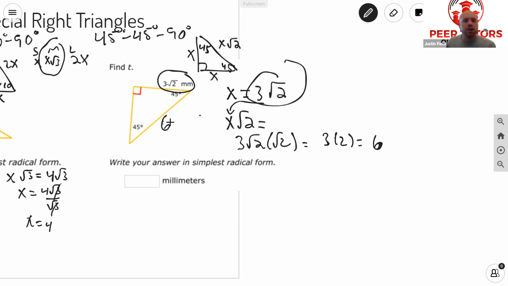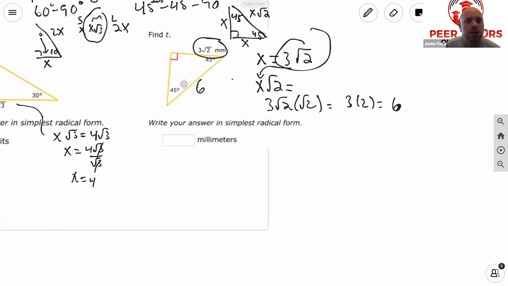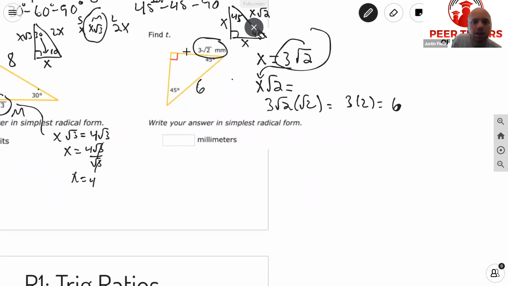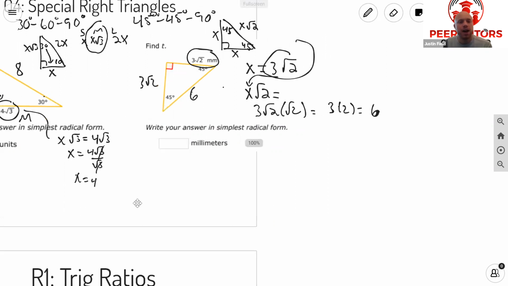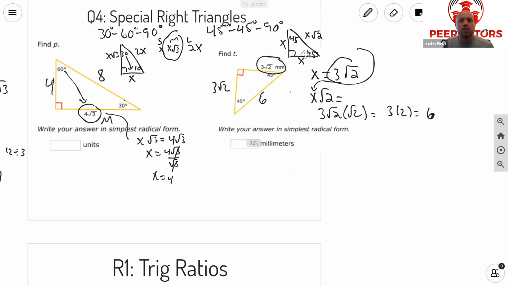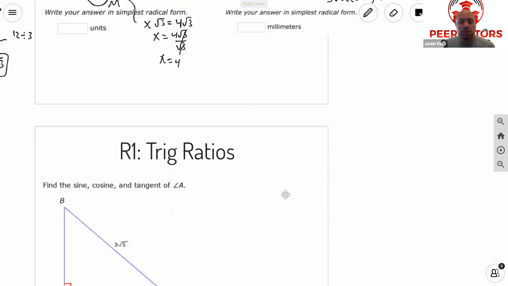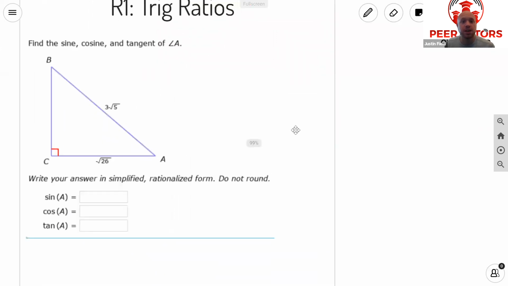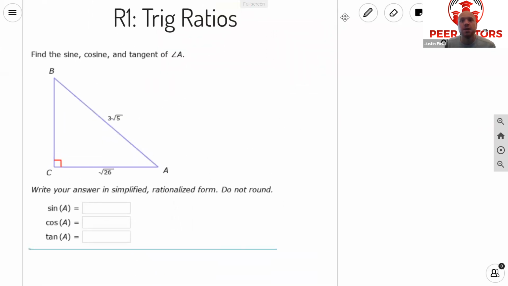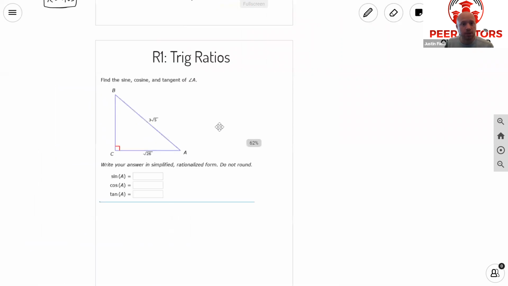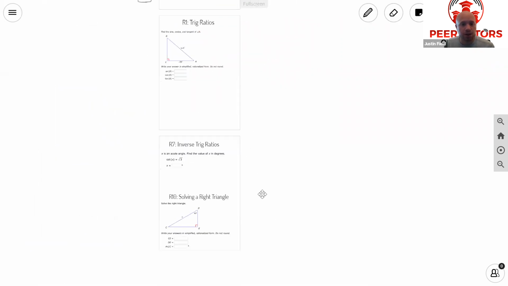That's pretty neat. 3 root 2 times root 2 is 6. Okay, and we should also label the other side, which is also 3 root 2. So special right triangles throw some people off, but hopefully having these little shortcuts and triangles already in your notes when you come to class will make our study of them even more fruitful. But now we're going to do some tricks.